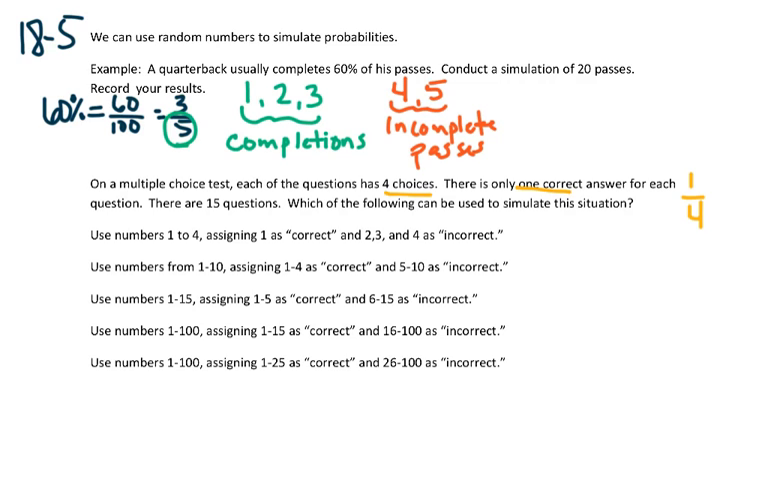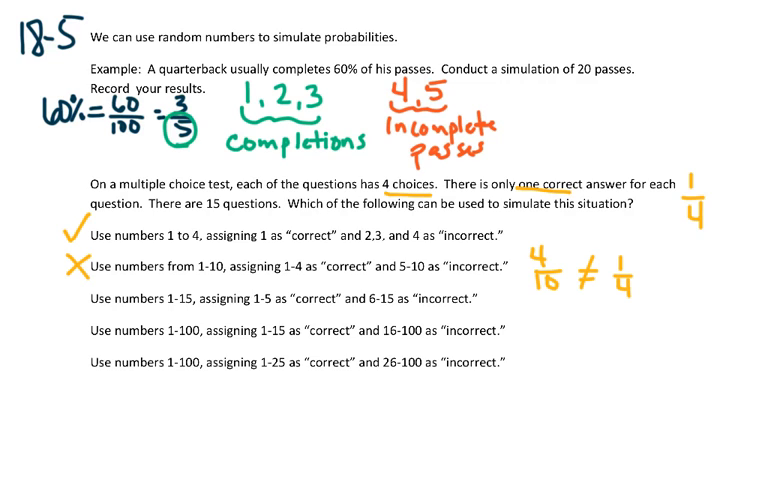That's the important piece. So should I use numbers 1 to 4 and assign 1 as correct, 2, 3, 4 as incorrect? That would work. 1 out of 4 is correct. Using numbers 1 to 10, assign 1 through 4 as correct and 5 through 10 as incorrect. So if I did that, that would be 4 out of 10. That does not equal 1/4, so this would not be a good way to simulate the situation.